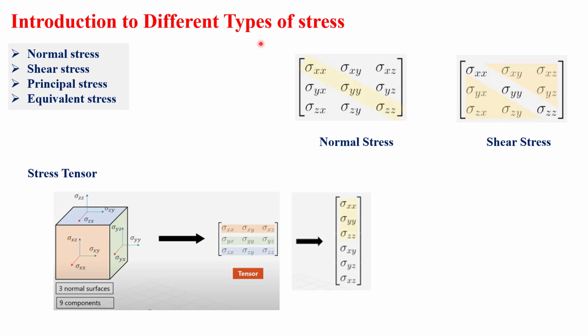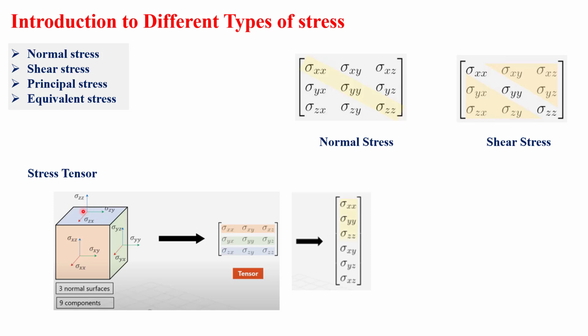Now we'll see the stress. What is stress? Force per unit area, right? If we consider the types, we have the normal stress, shear stress, principal stress and the equivalent stress. When it comes to normal stress, you could see this is the one: sigma xx, sigma yy, sigma zz are the normal stress. When it comes to shear, if you leave this diagonal, whatever you could see, these are the shear stress. These are the stress tensor we call it.